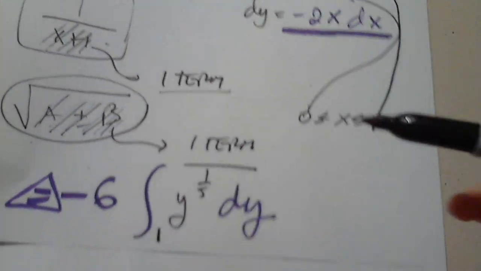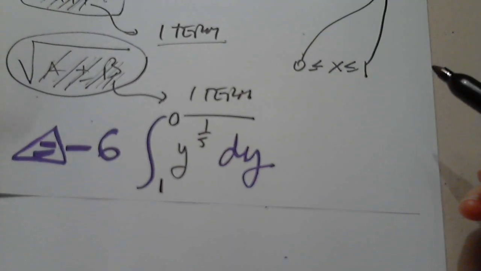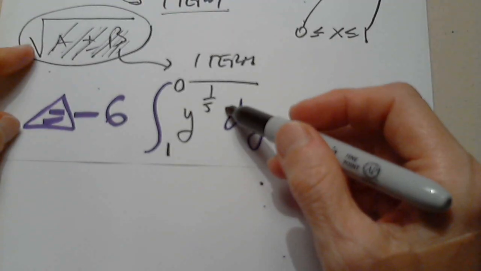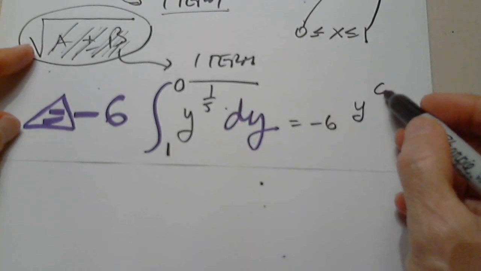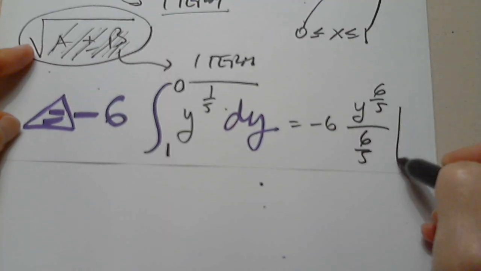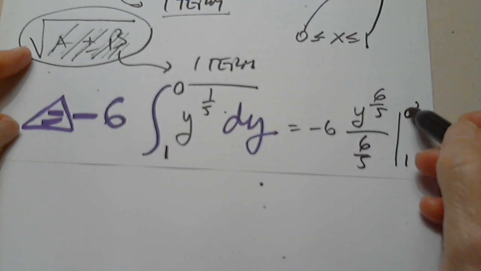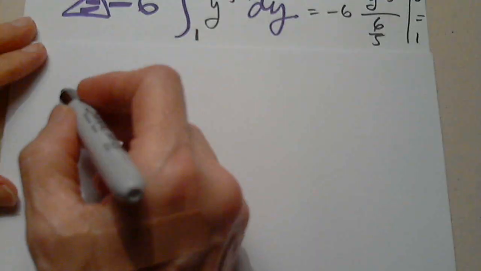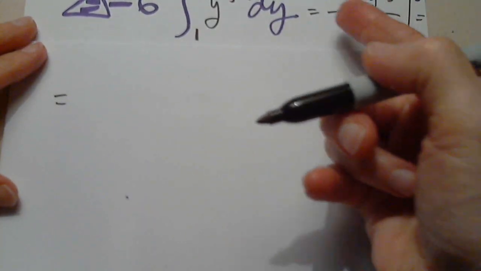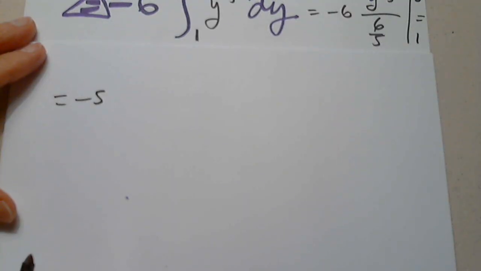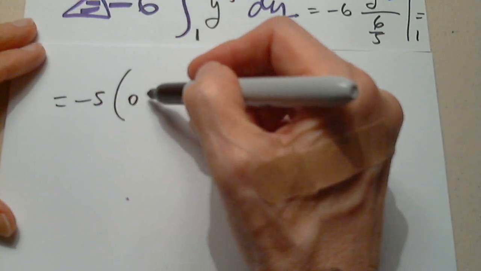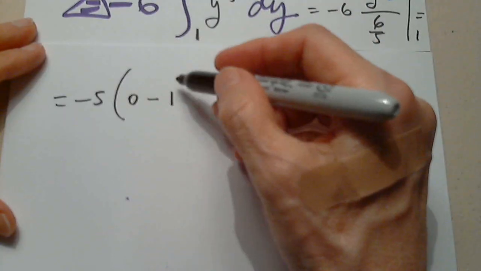Would it be 0? Yep, it's very possible. Excellent, good. So -6, we increase the power by 1, y to 6/5 over 6/5 from 1 to 0. That's what the limits are. So I have to flip, simplify. So I have a -5 outside, sorry. Then I plug in 0, so I get 0, minus, when I plug in 1, I get 1.